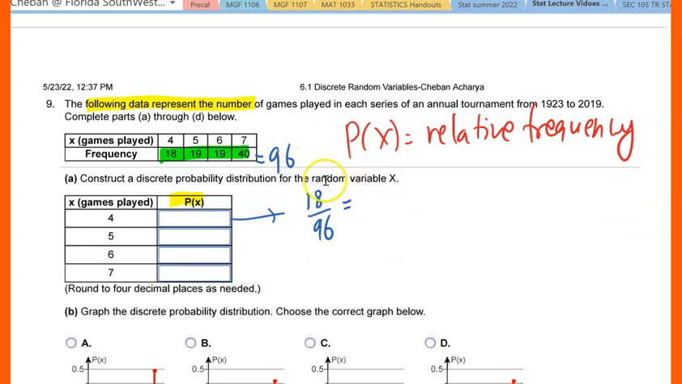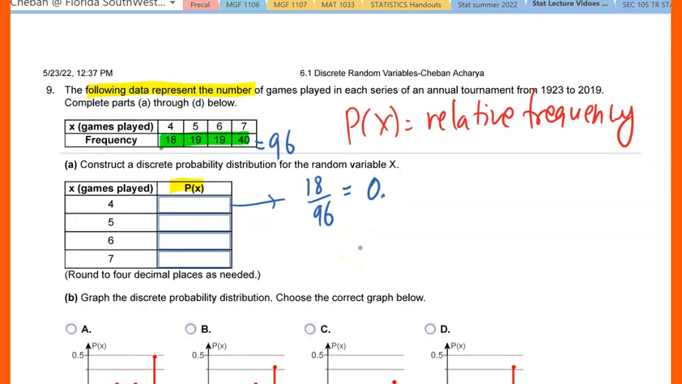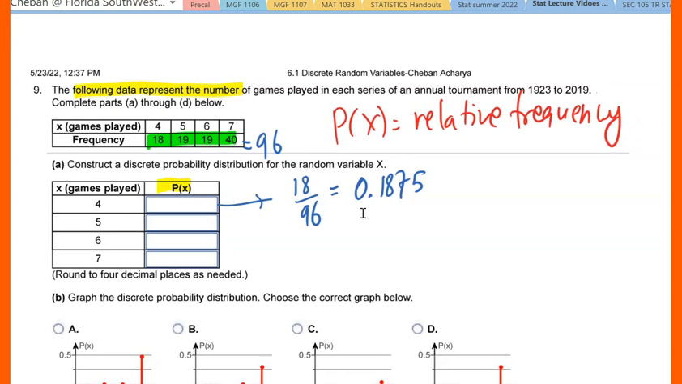That's how you find the relative frequency, which is also the probability for X, rounded to 4 decimal places. If we divide 18 by 96, you get 0.1875. Similarly, for the relative frequency for 5 games, you divide 19 by 96, and you get 0.1979. The other one is 0.1979.